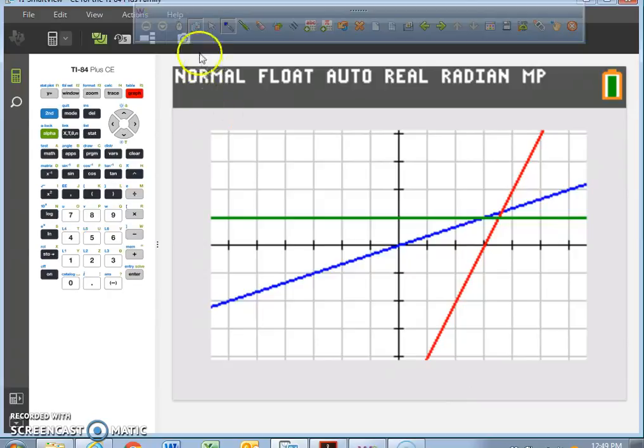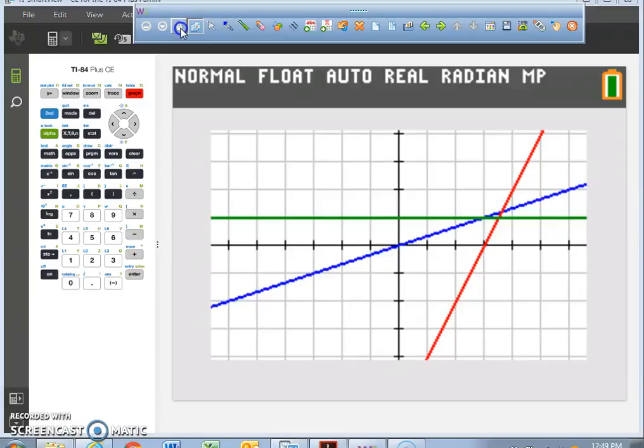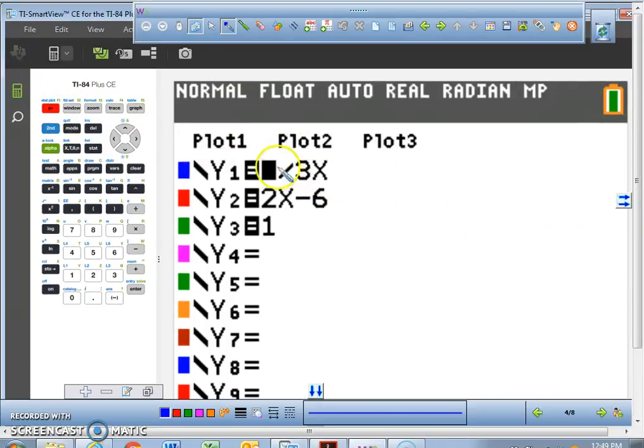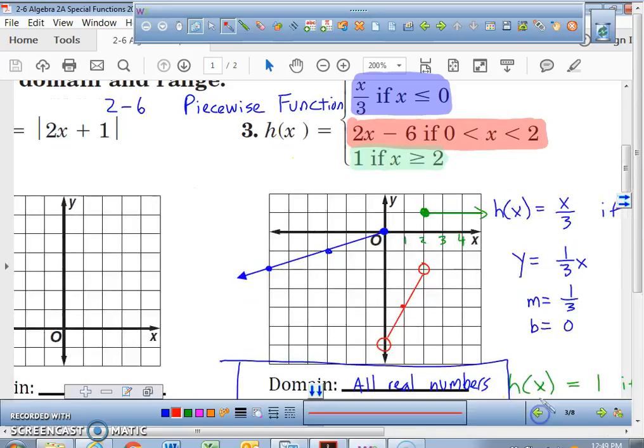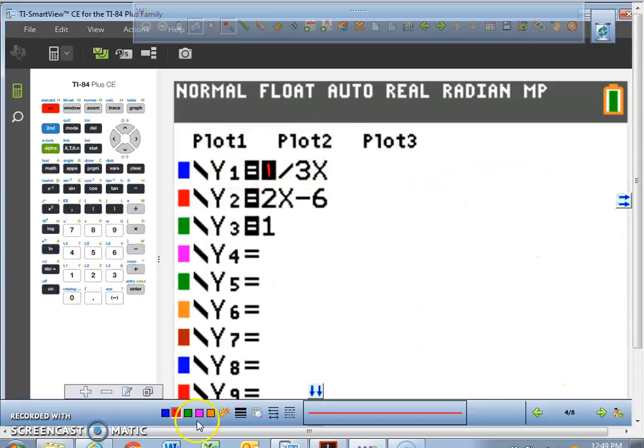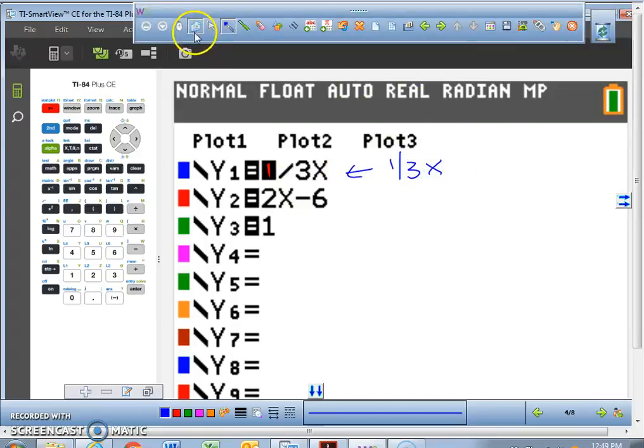Okay. Where did I get these numbers from? That's a good question. These numbers right here, you can't see it. This number is a 1. I'm going to go back here. Do you see that one? That's x divided by 3. That's 1/3 of x. There's 2x minus 6. There's y equals 1. So I got all those numbers from here, and this right here is 1/3 of x.